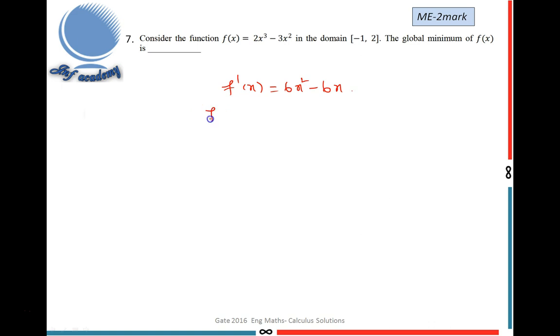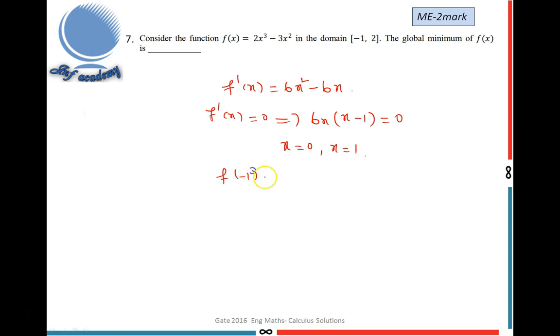So f dash of x equal to 0 gives 6x is common, take it outside, x minus 1 equal to 0. So x equal to 0 and x equal to 1 are the critical points. These 2 points lie inside the interval, so you can take these 2 points. The end points are minus 1 and 2. Next I find the value of f at these points, critical points and endpoints.